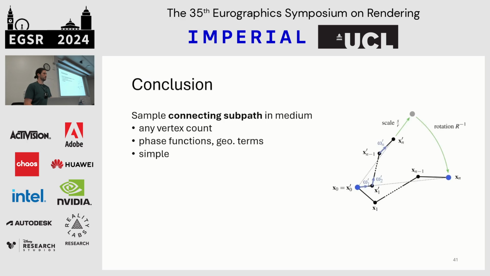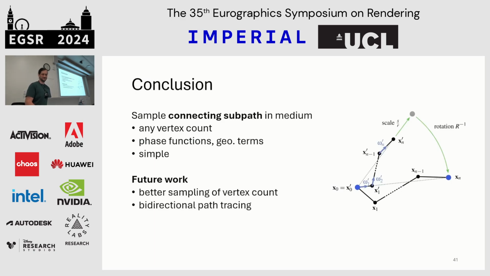So in conclusion, we showed how to sample a connecting subpath between two vertices in a medium. We can use any vertex count for this path, and we sampled all the phase functions and geometry terms on the way. Also, this whole construction turned out to be quite simple, which I like. For future work, I think it might be interesting to reconsider that problem of sampling the vertex count, because I think there could be a more elegant solution to this problem here, but yeah, we had to do something.